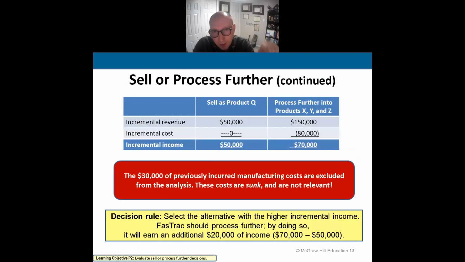Okay. So if I sell it as it is, revenue is 50,000. The incremental cost is 0 because it's a sunk cost. No additional cost, it's sunk. I've already spent it. So my income would be 50,000. If I process it further, I get an additional 100,000 in revenue. But I have to spend an additional 80,000 to process it further. Total incremental income would be 70,000. So the decision should be, yeah, I'll process it further because I'll yield an additional 20,000 of incremental income.